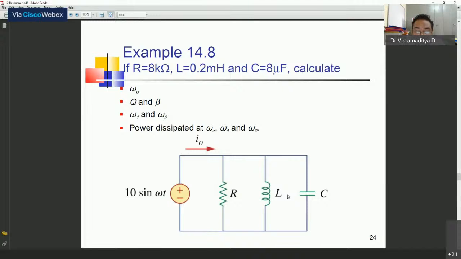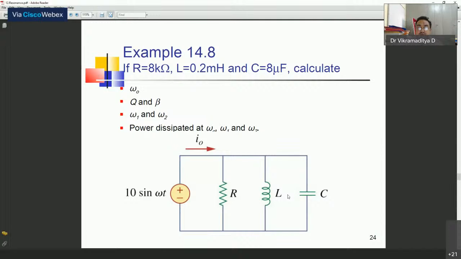There is one numerical again in front of you, where R, L, and C are there, where R is 8 kilo ohm, L is 0.2 millihenry, and C is 8 microfarad. You have to calculate omega naught. Omega naught you can calculate, it is 1 upon under root LC. L and C both are given to you.